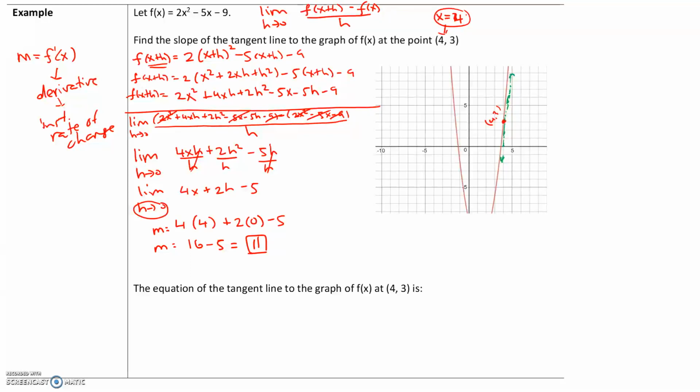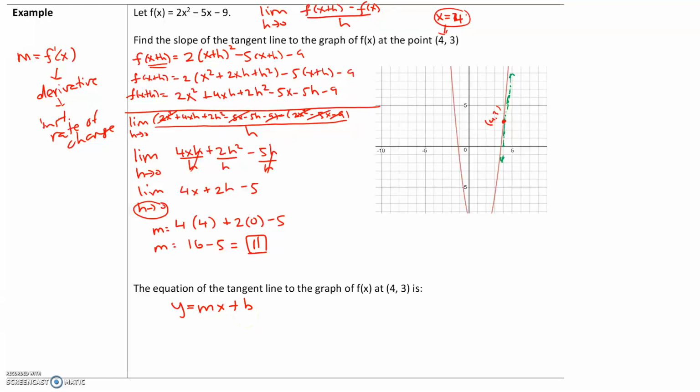Now we want to find the equation of this tangent line of f of x at the point (4, 3). The equation of any line is in this form, y equals mx plus b. We know what the slope is. The slope is 11. We need to find out the y-intercept.